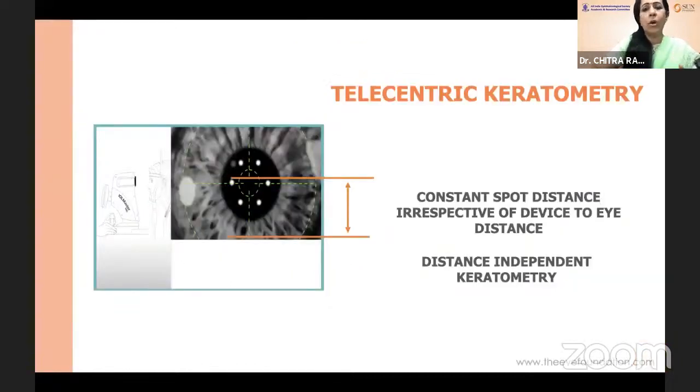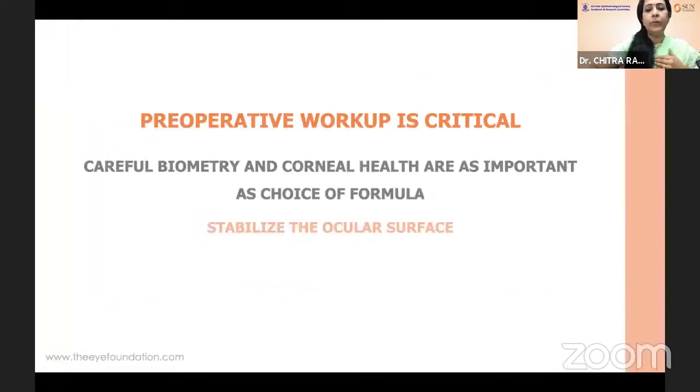And what is this? I talked about telecentric keratometry. It is the ability to maintain your constant spot distance, irrespective of whether the chin is on the exact position or the headrest, in the exact headrest. In other words, it's a distance independent keratometry.